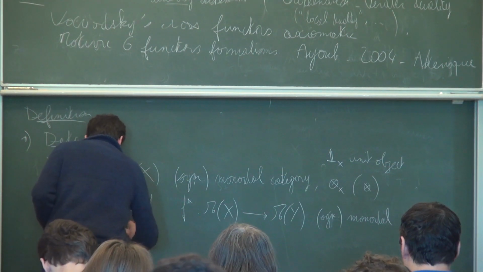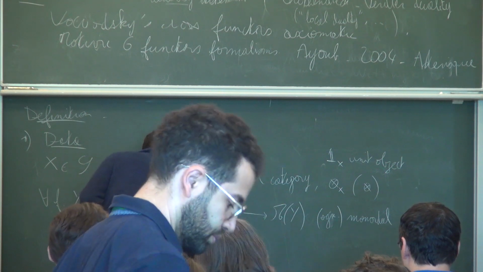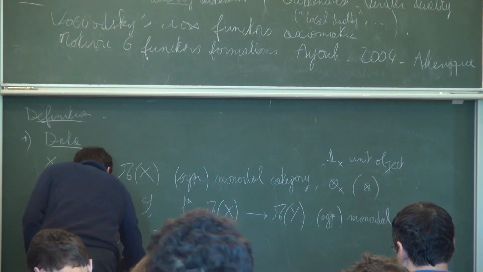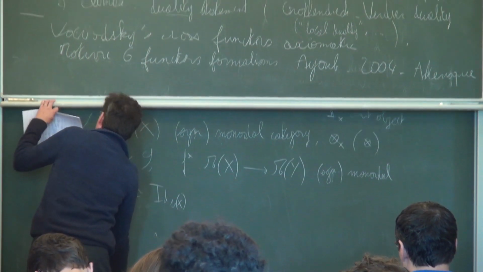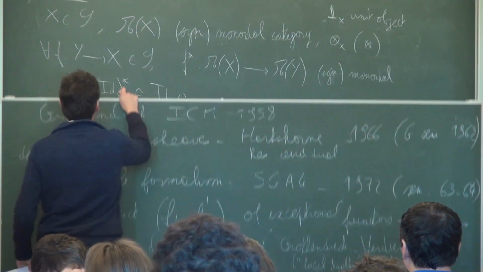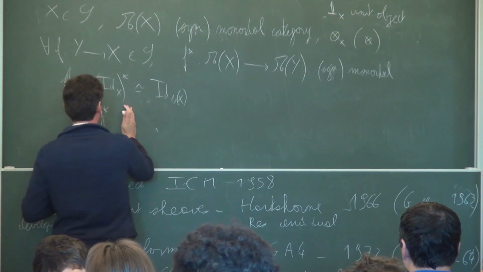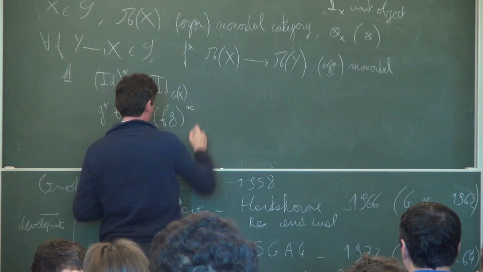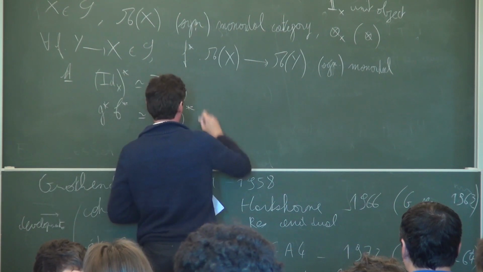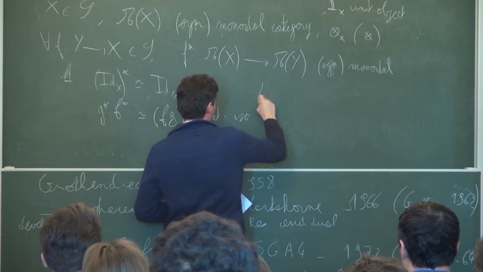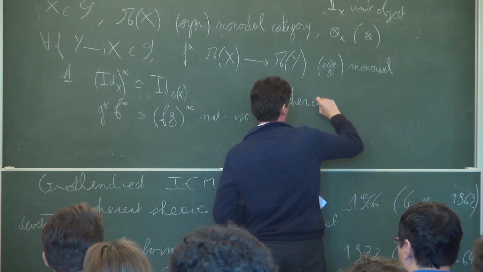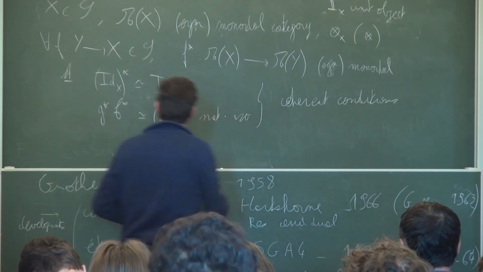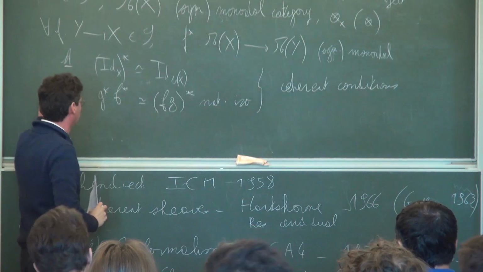the identity of x upper star is isomorphic with the identity of m of x, and we also have, for any composable morphisms, an isomorphism like that, (fg) upper star, a natural isomorphism subject to coherence conditions, which I will not write here. There's a co-cycle condition for this and something for compatibility here.